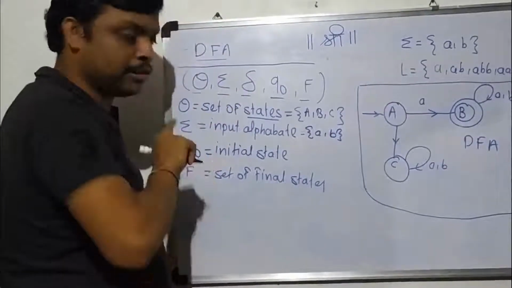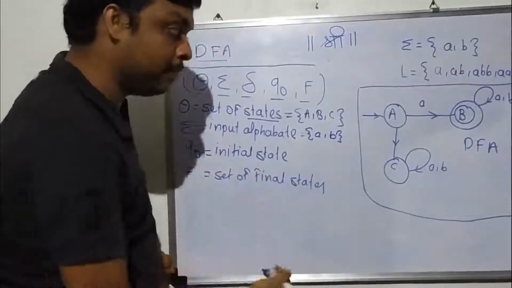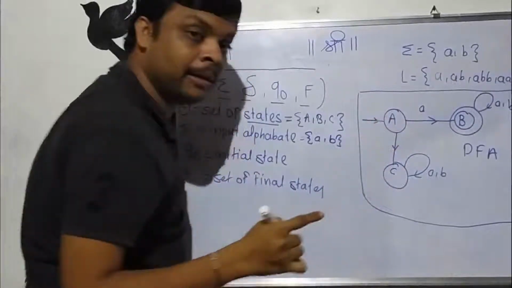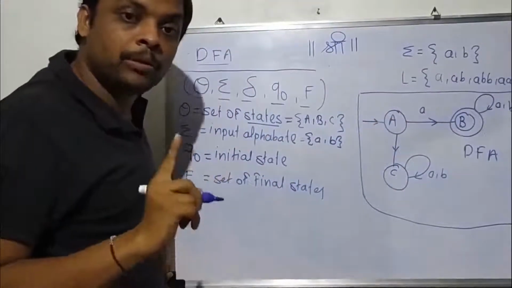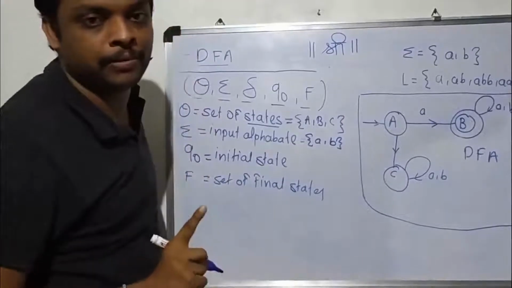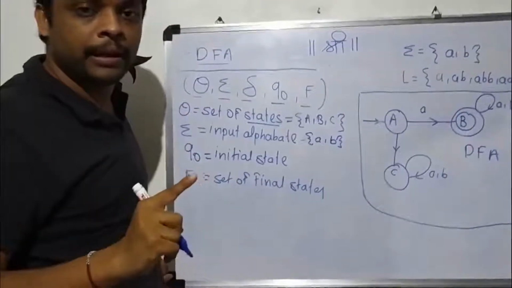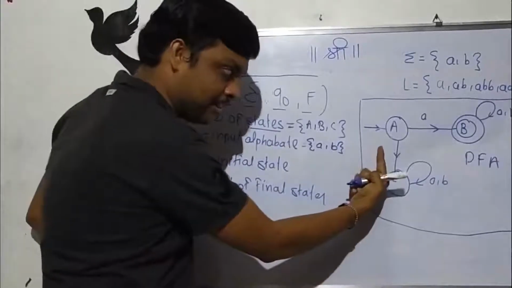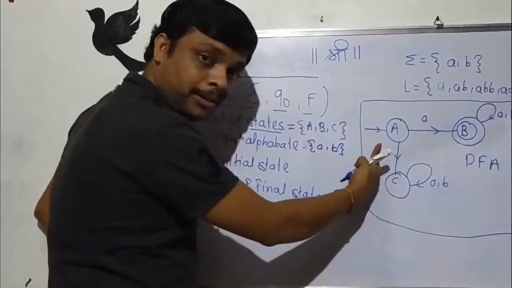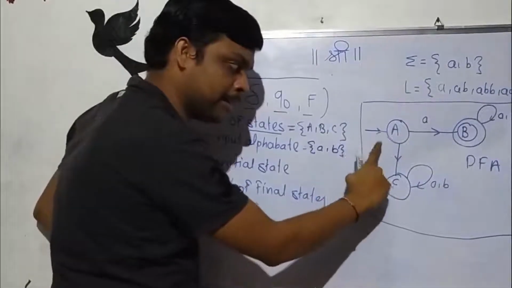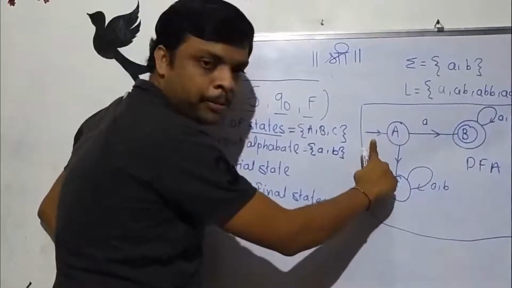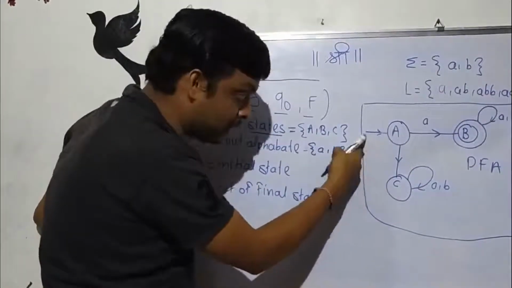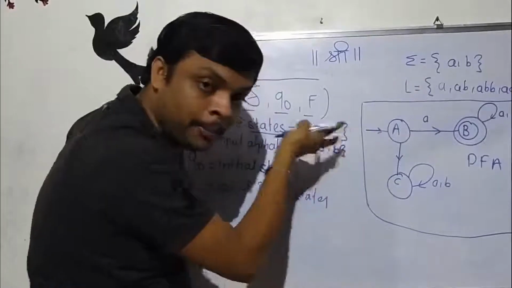Then the next tuple represents Q0, the initial state. If you remember, in my last session I told you that in every DFA there will be only one initial state present. So which is the initial state present in this DFA? How to identify that? If this type of arrow is there, then that state is called the initial state. This arrow is not coming from anywhere.